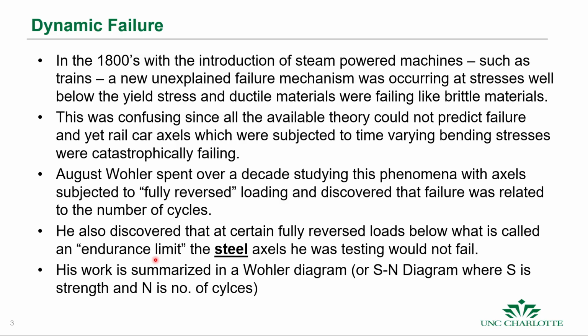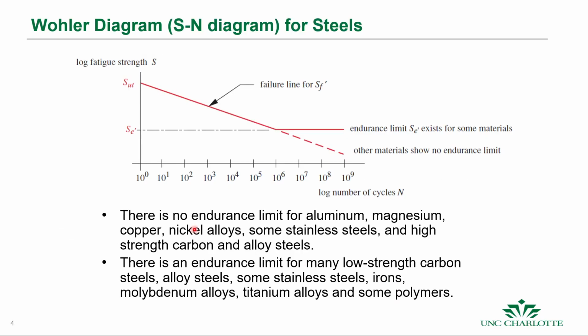His work is summarized in what we call a Wohler diagram, or an S-N diagram, which is the strength and number of cycles. And that's what this diagram looks like. So over here, we start off with the ultimate tensile strength of the material. And then on this axis, we have the number of cycles. And this is your failure line. So at, let's say, 100 cycles, if you're below this line here, then you're okay. If you're up here, then your material will fail.